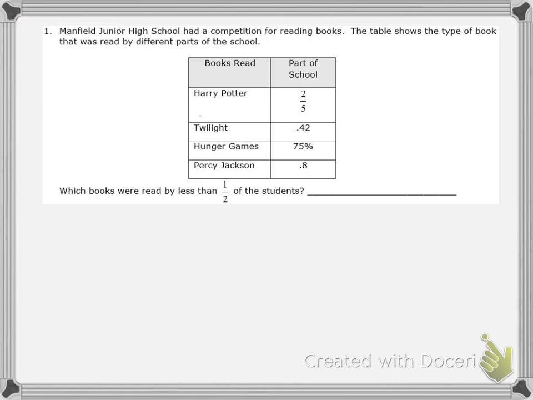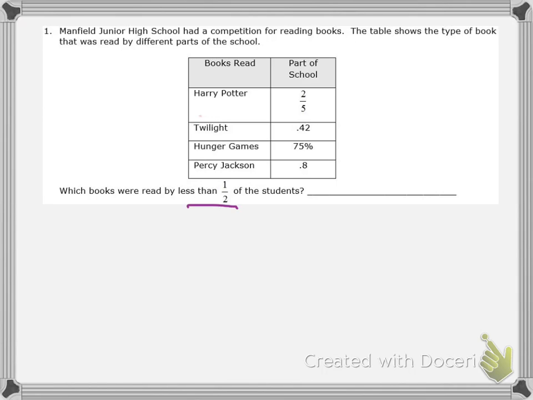Number one says which books were read by less than half of the students. Remember, when we are looking at rational numbers, so when we're looking at fractions, decimals, and percents, before we can compare them, they all need to be in the same form. Okay, so there's a couple things you could have done for this problem. You could have made them all decimals, you could have made them all percents, or you could have made them all fractions, whatever you feel most comfortable with.